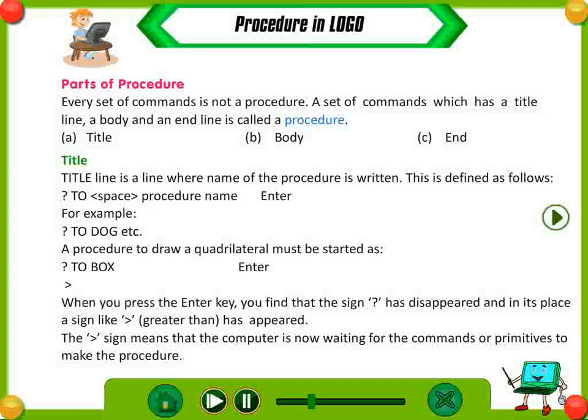A procedure to draw a quadrilateral must be started as question mark, TO BOX, enter. When you press the enter key, you find that the question mark has disappeared and in its place a greater than sign has appeared. The greater than sign means that the computer is now waiting for the commands or primitives to make the procedure.